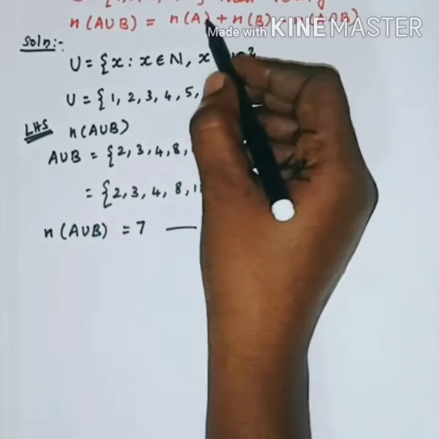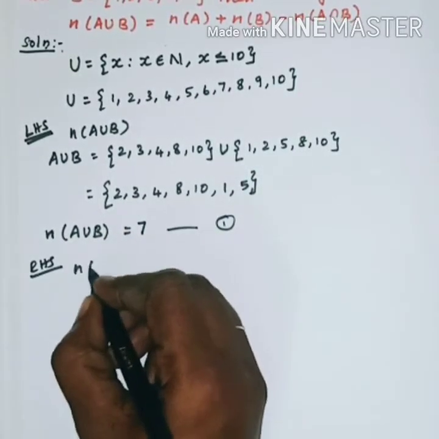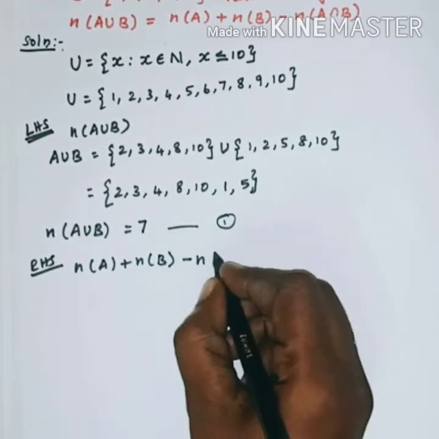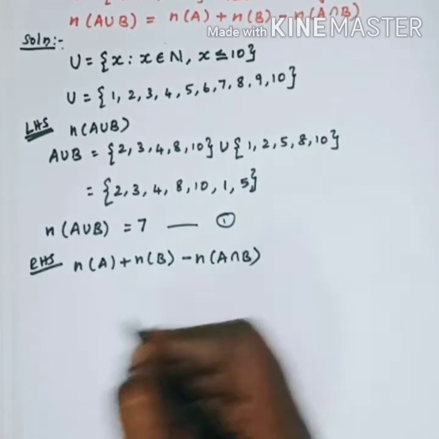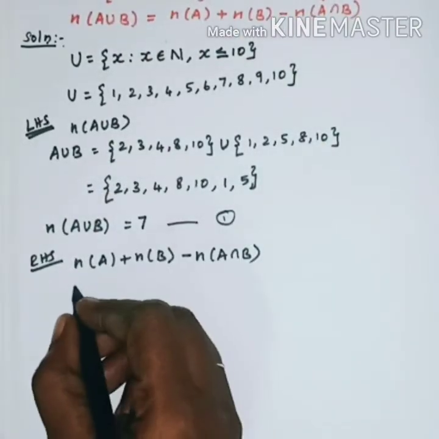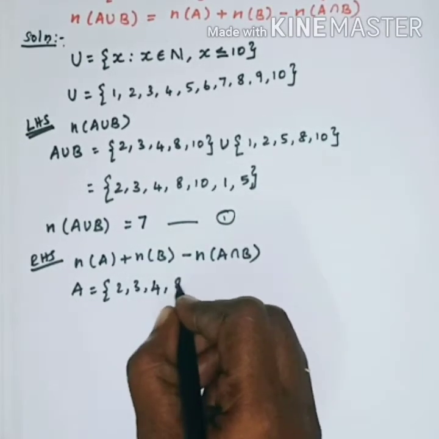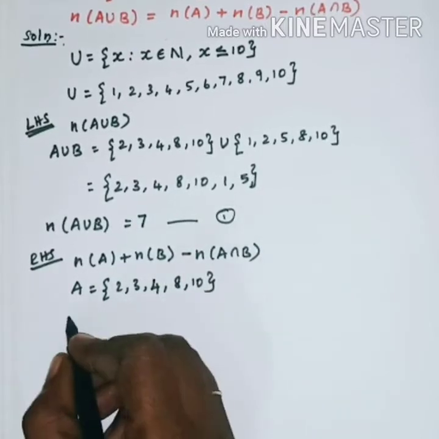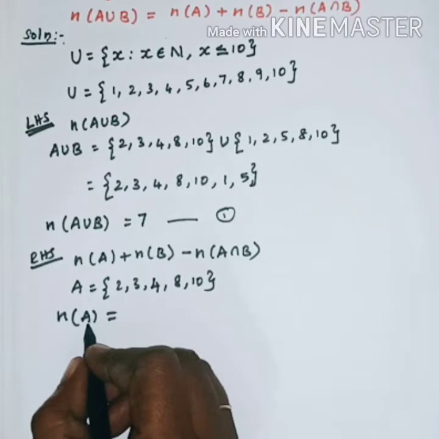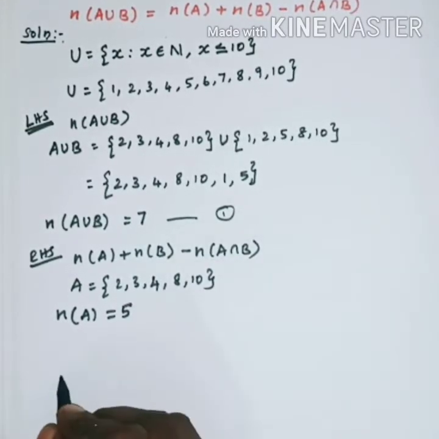Okay. Now the right hand side, what do we have? n of A plus n of B minus n of A intersection B. So we have to find n of A. What is the set A? {2, 3, 4, 8, 10}. This is your set A. n of A means the number of elements in the set A. How many elements are there? 1, 2, 3, 4, 5. 5 elements are there in the set A.